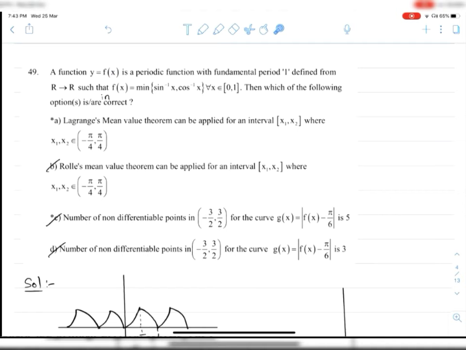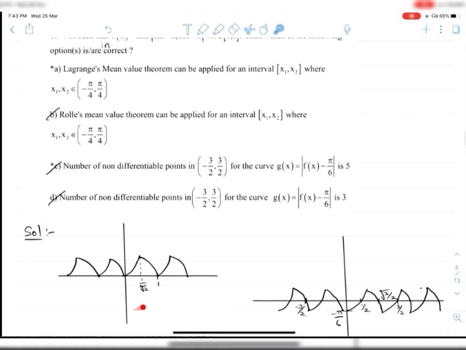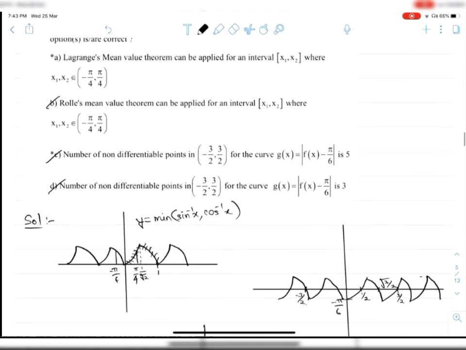So I'll try to draw the graph of minimum of sin inverse x comma cos inverse x. So this is the function y is equal to minimum of sin inverse x comma cos inverse x in between 0 to 1. And because the fundamental period is 1, I'll extend it. So as we know, in between minus pi by 4 to pi by 4, I can take some interval.